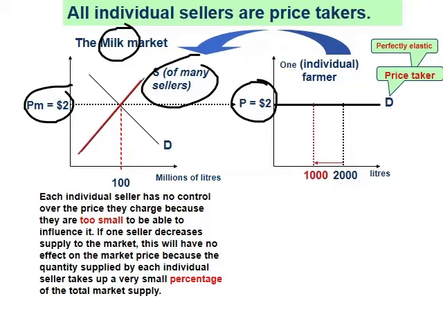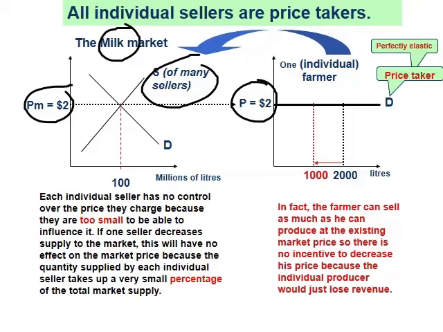And so it would be very foolish, for example, for him to decrease output from 2,000 to 1,000 litres, hoping to somehow affect the market supply and cause it to move left and push the price up. It would never happen. So the farmer can sell all he wants at the existing price, but there's no incentive to lower prices because he certainly won't sell any more, and he'll just lose revenue. Remembering, revenue is price times quantity.